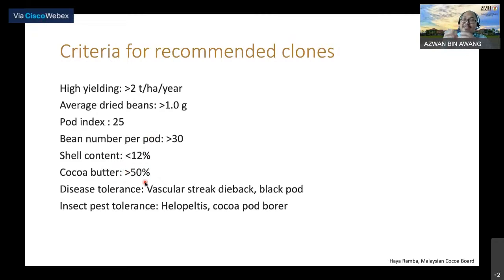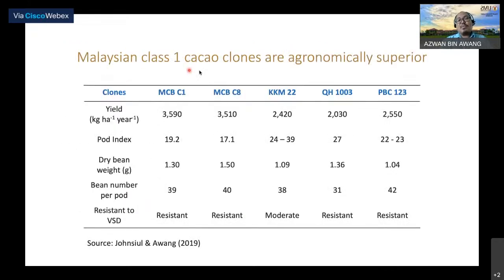Of course, you want to have beans that have less kulit. You need the inside, the nib, which is the important part of cocoa where you can get the butter as well as flavors. So, right, you want to have high cocoa butter. We want more than 50% cocoa butter in one seed. Of course, we would like to have plants that can ward off diseases and withstand insect pests. We don't want plants that we need to manage every single day, which will increase farming cost, right? So this is Malaysian Class 1 cocoa clones.